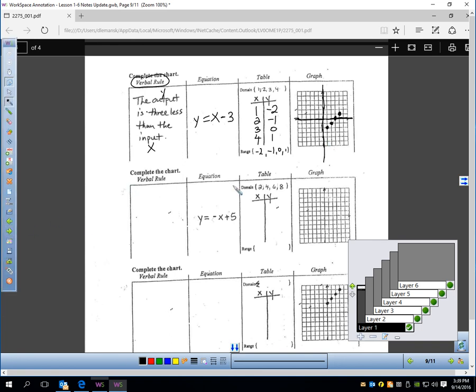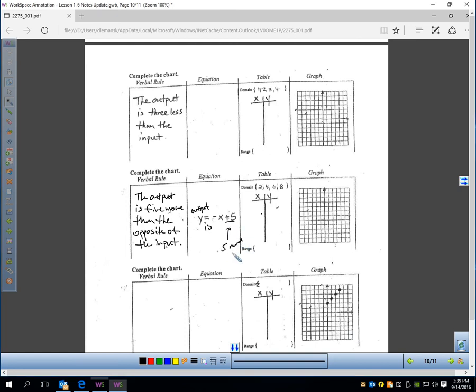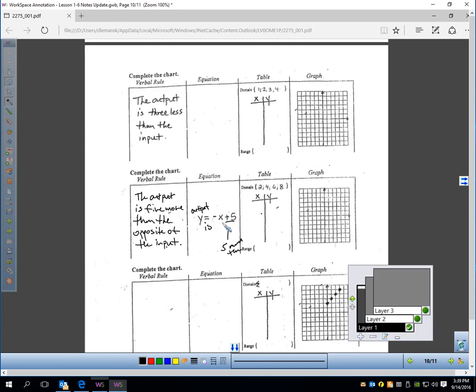Let's go to this next row. Here's my equation. Do you notice how the output, y would be the output, so I'm going to write that in here. The output is 5 more than the opposite of the input. Those words I wrote right here. There's my verbal rule. Okay, let's make our table.